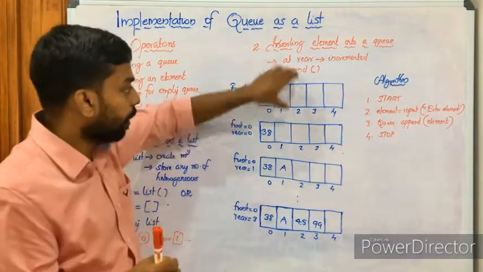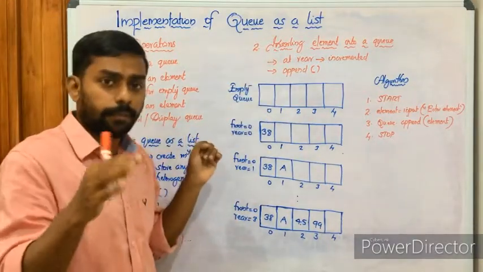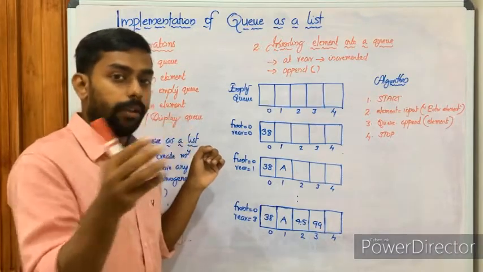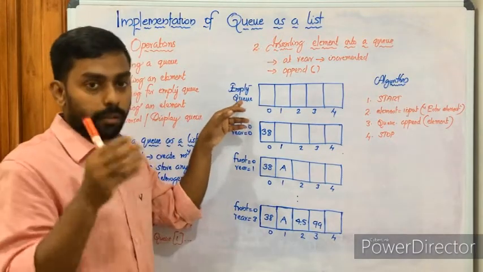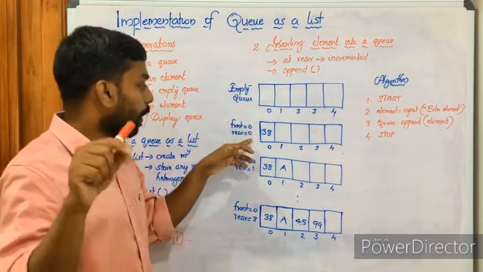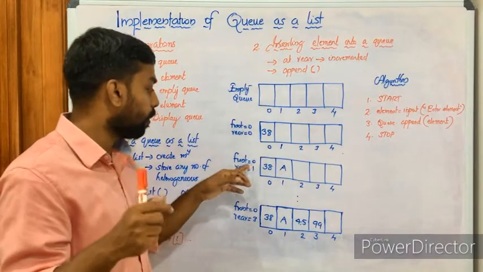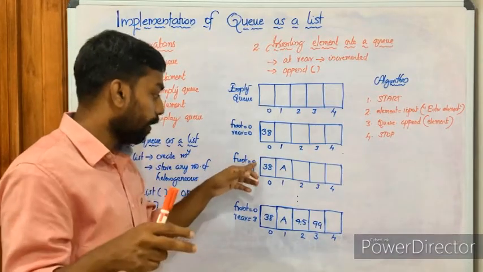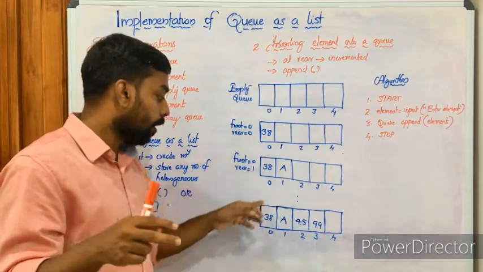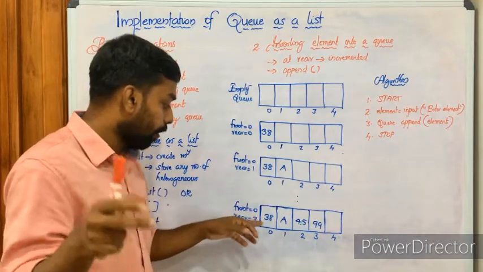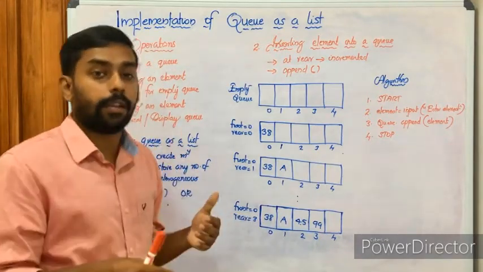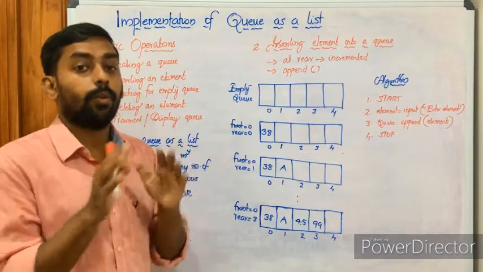So here we have the status of the queue after inserting items. Initially the queue is empty. Then after having one item, rear points to 0, front points to 0. After having two items, front points to the same 0, rear points to 1. And after having 3, 4, the value of rear will be incremented because we perform insertion through the rear end.